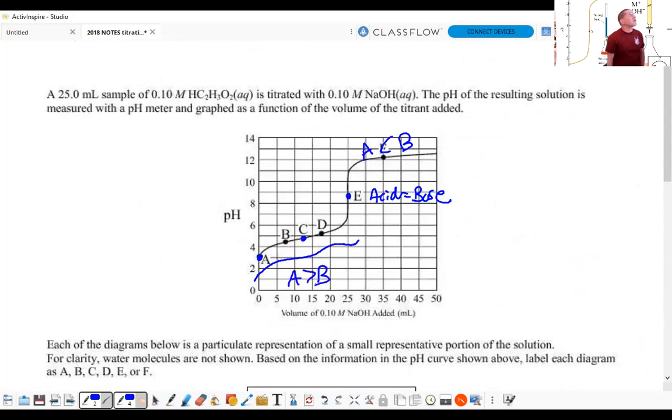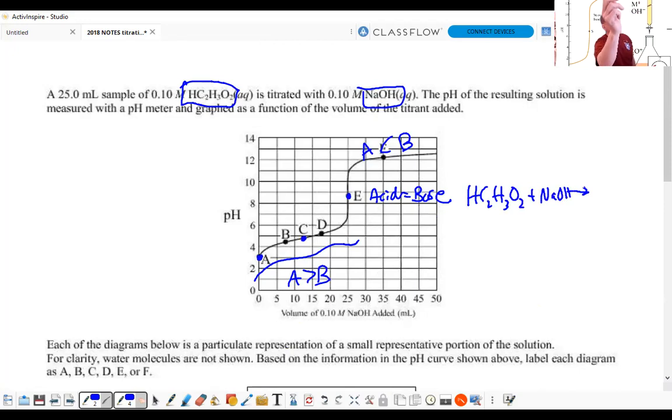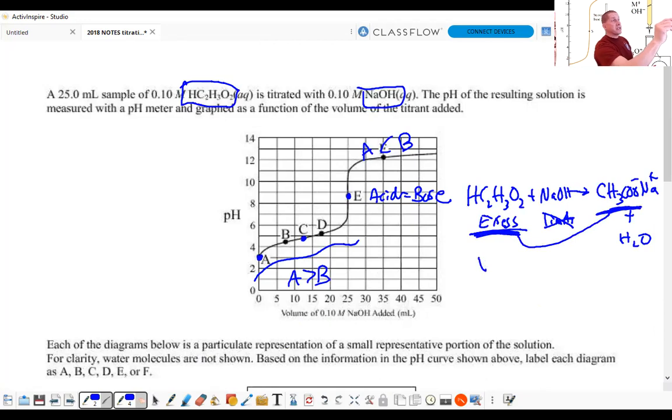But now we're going to form a buffer. Why? Well, we have a weak acid, and we have NaOH. So the reaction is going to give us this equation. So we have CH3COONa, which is really, again, a spectator ion, and then water. So when this is the excess reactant, and this is the limiting reactant, that means there's none of this left, which means we have some of this left, but we've also made some of this. So this is the weak acid and its conjugate base.